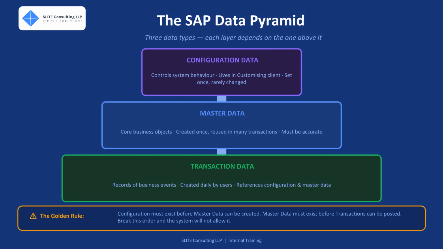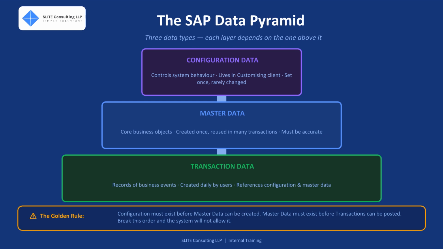There are 3 types of data in every SAP system. They sit in a hierarchy, a pyramid, where each layer depends on the one above it. At the top of the pyramid, configuration data. In the middle, master data. At the base, transaction data. The pyramid is also a dependency map. You cannot create master data without configuration. You cannot post transactions without master data.